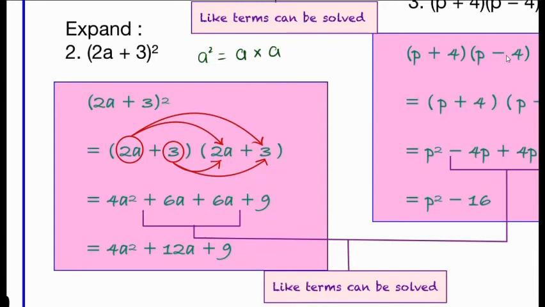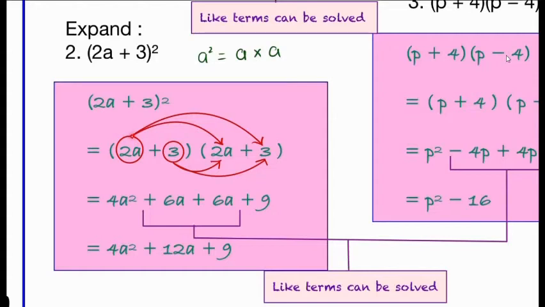Okay, let's continue to example 2. So we have 2a plus 3 squared. You remember what the square means? Which means that, let's say we have a squared, it is actually a times a. So since 2a plus 3 is squared, everything inside the bracket is squared. So if we need to expand, it will become 2a plus 3 and 2a plus 3. So 2a plus 3 multiplied with 2a plus 3. Okay, then we just need to expand.